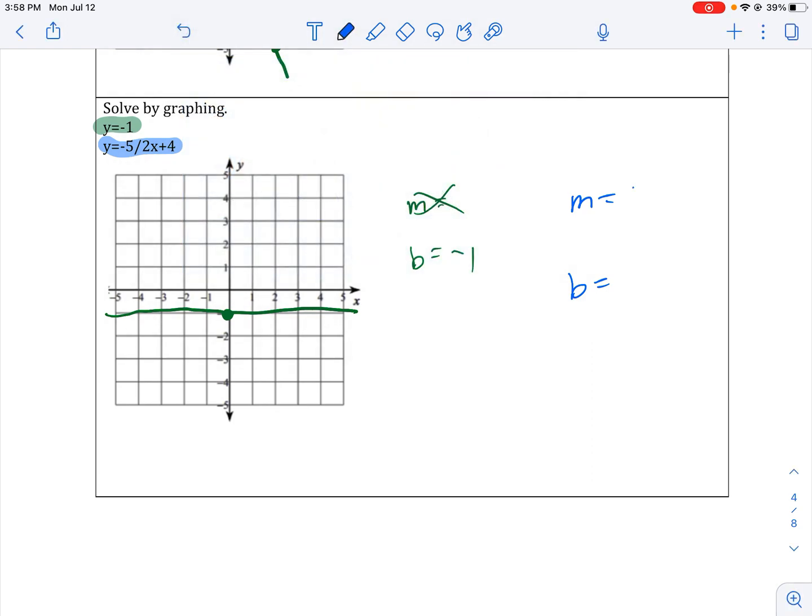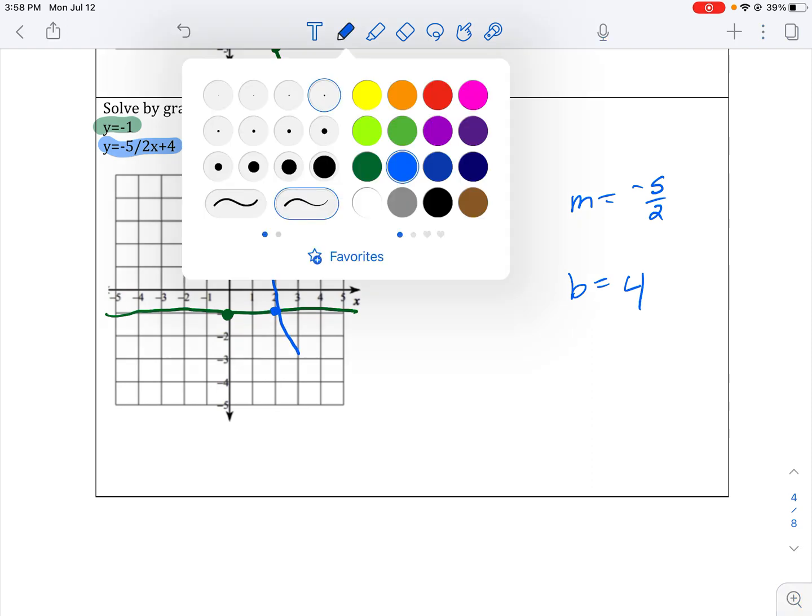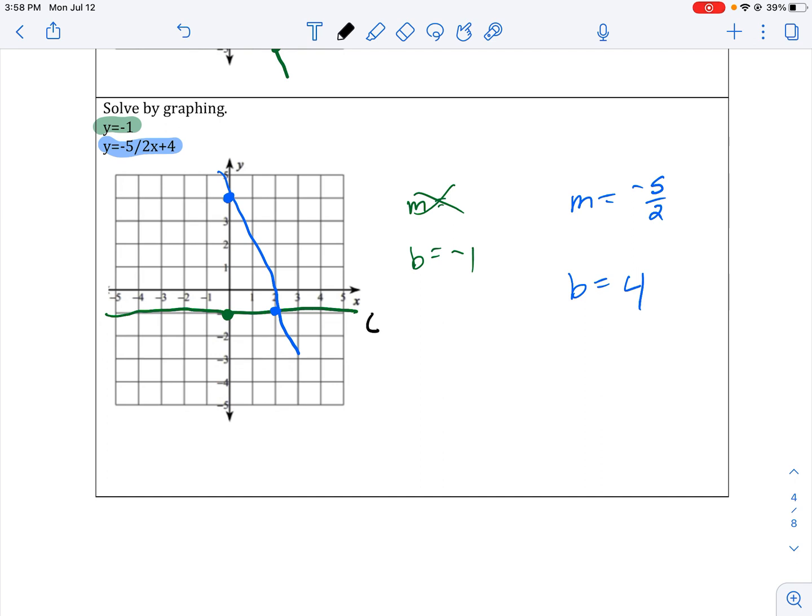Now I can identify my slope and my y-intercept for the second line. So at 4, then my slope is negative 5, run 2, a positive 2. So there's where both of my lines intersect. That tells me that's my solution. That is the coordinate 2, negative 1.